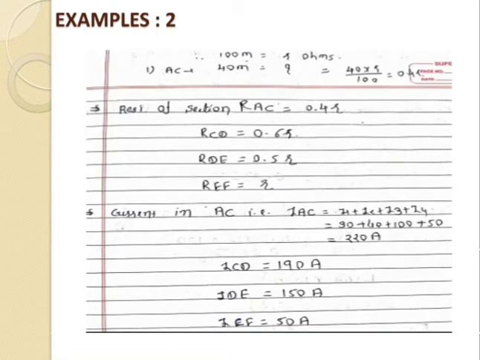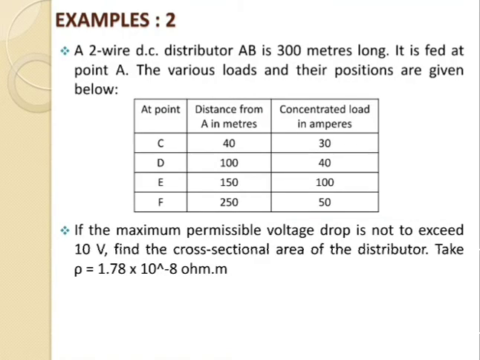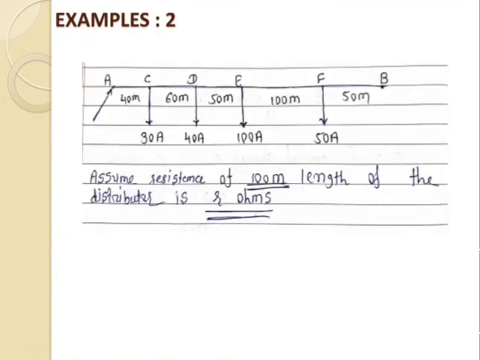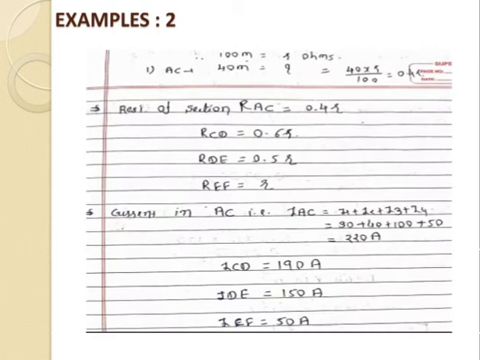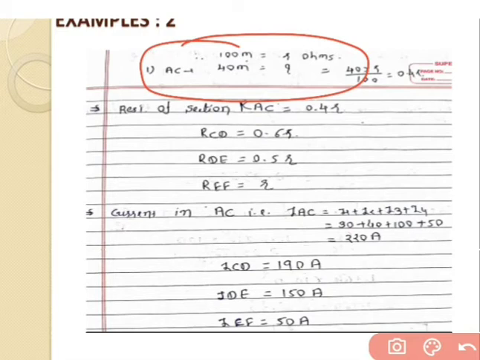Now go for step number 1, that is the resistance of the section AC. So RAC: the AC section has a distance equal to 40 meter. So just apply the condition for the 100 meter. For the 100 meter, the resistance is equal to R ohm. So for the AC section with a distance of 40 meter, we can get the resistance of the section RAC, that is RAC equal to 0.4 R ohm.